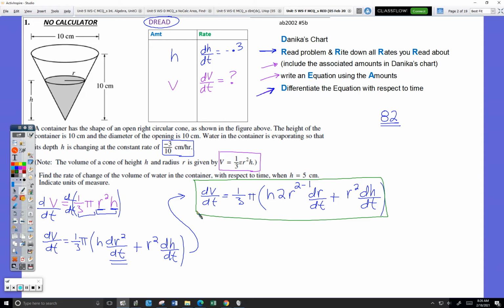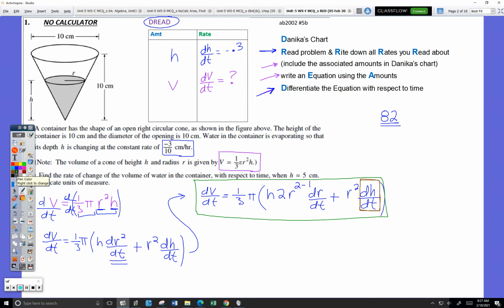So you can start plugging in different values, because we know the d of h over d of t is negative 0.3. So let me summarize as you're talking. That's very good. I know the height is changing at a rate of negative 0.3. So this brown item, I can plug in place of that symbol, negative 0.3. Keep going. And then you have to figure out the rate at which the radius is changing.